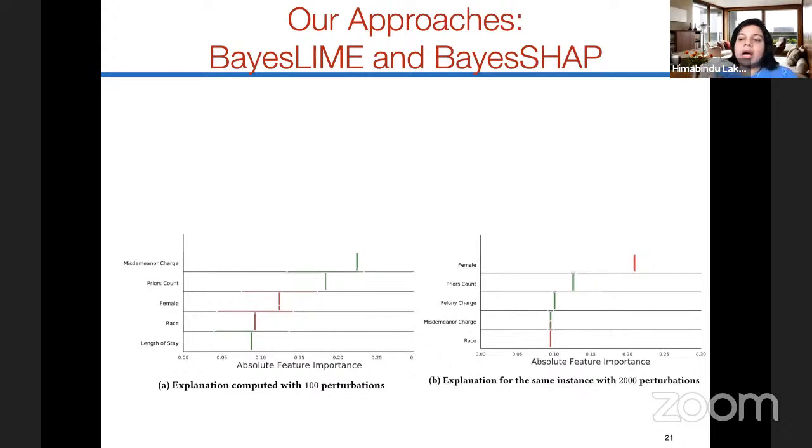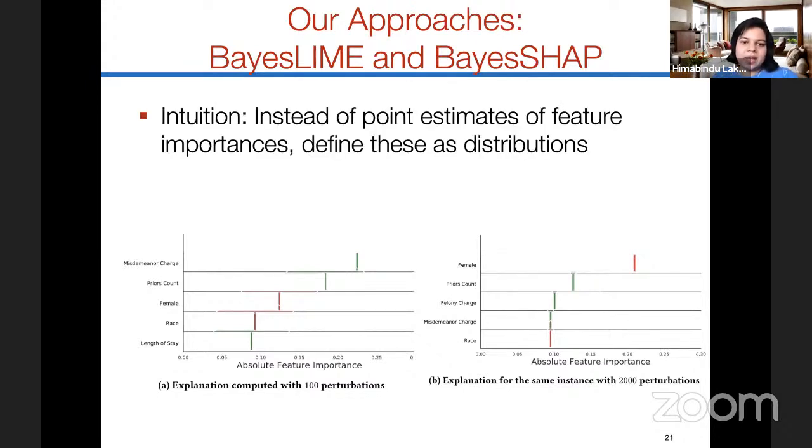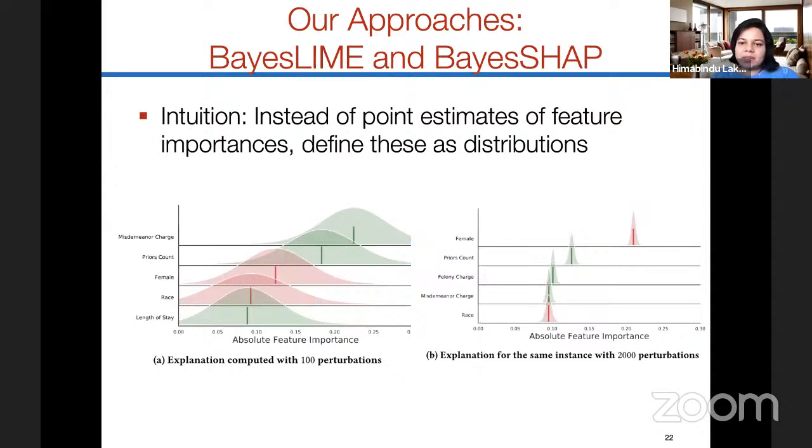Now, what will be the output of our methods? Let me show you that. Our goal is that instead of thinking about these feature importances as point-wise estimates, let's think of these as distributions. So our output looks something like this, where if the explanation is computed with 100 perturbations, we will have a much wider credible interval, as you can see. And when the explanation is computed with a larger number of perturbations, obviously we have much tighter credible intervals. But there is no conflict between what we were saying with 100 perturbations and what we are saying with 2000 perturbations. It still lies within the credible interval that we have.